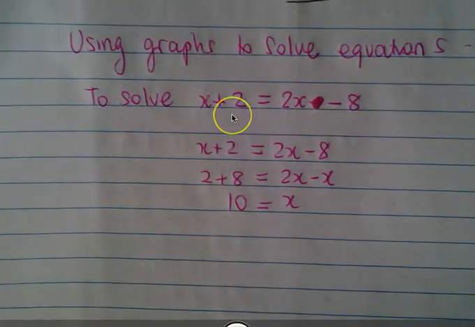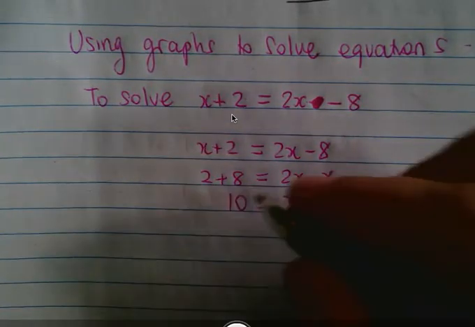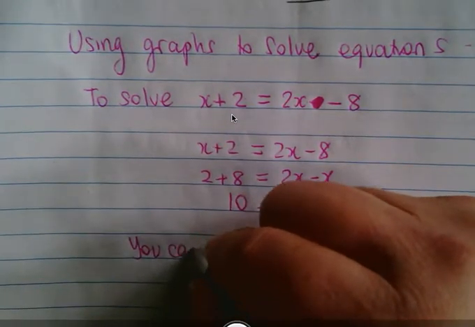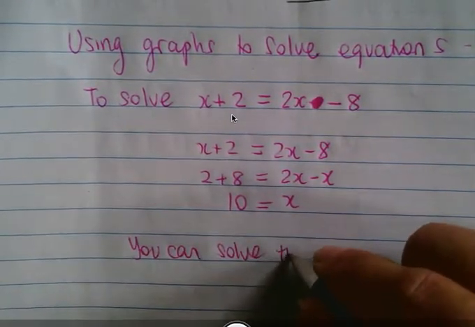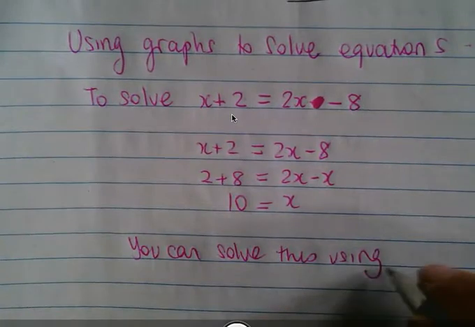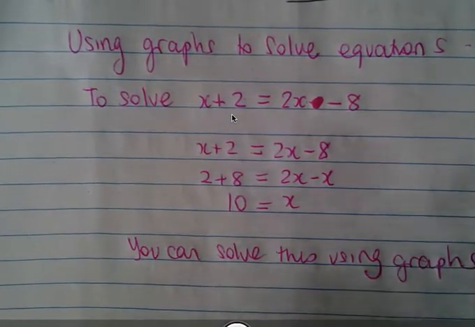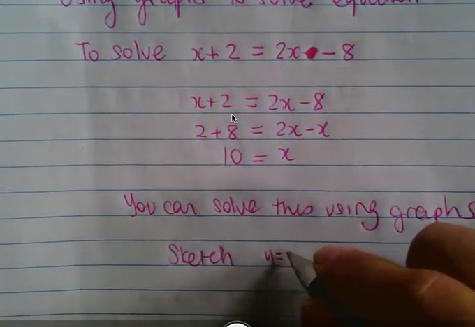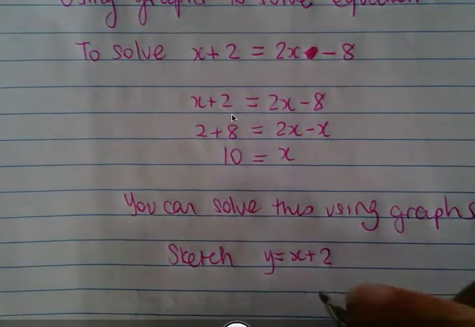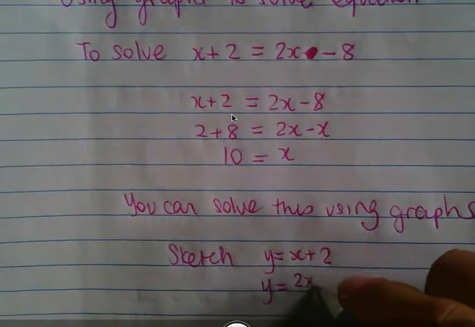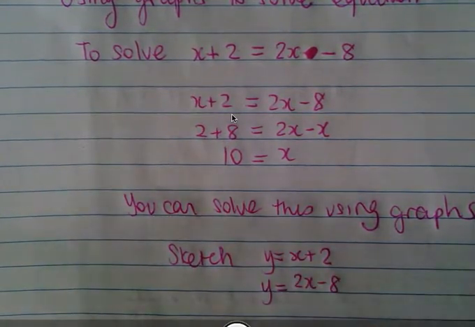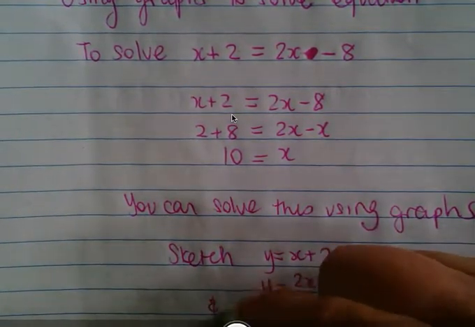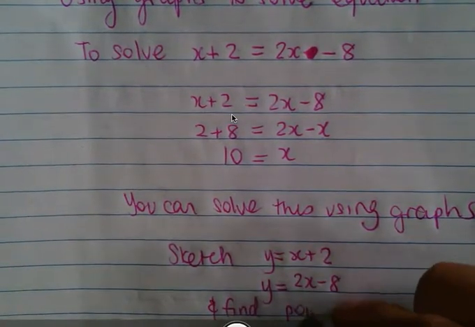All right. Now, there is another way to do that, which is to sketch the following. So that's solving it algebraically. But you can solve this using graphs. Anyone know what you do? You sketch y equals x plus 2, and you sketch y equals 2x minus 8, and find their point of intersection.